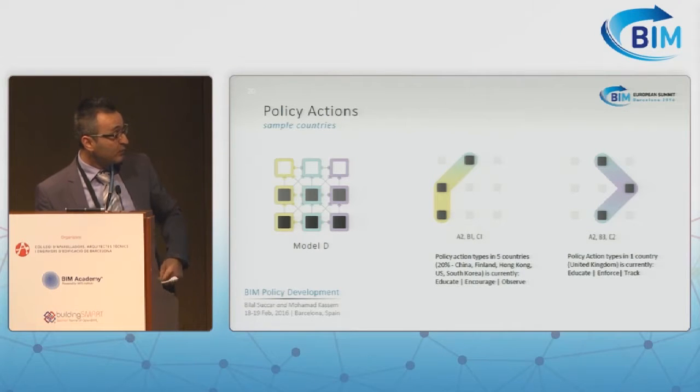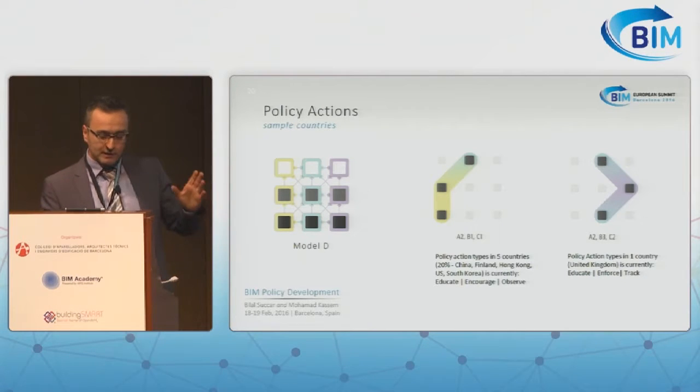In 5 countries, we found another pattern. Basically, in 20% of the countries, which are 5, we found an approach where it's about educating, encouraging, and observing. So it's again mixing some element of active approach with some element of passive approach. Finally, we have the UK, which is different from all other countries. We have a mixture of passive and mostly active and assertive, where we have education, enforcement, and tracking. So those are the different patterns.